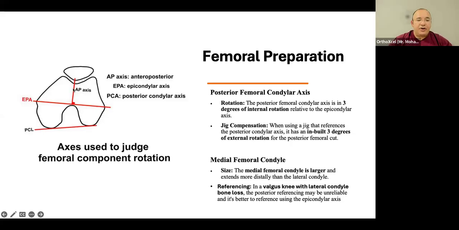This is called the Whiteside line. The Whiteside line is coming from the apex of the trochlea, perpendicular to the transepicondylar axis. This is the epicondyle, medial epicondyle, lateral epicondyle. The transepicondylar axis is here. The Whiteside line is perpendicular to it. So this is the actual reference of rotation of your distal component, of the distal femoral component.